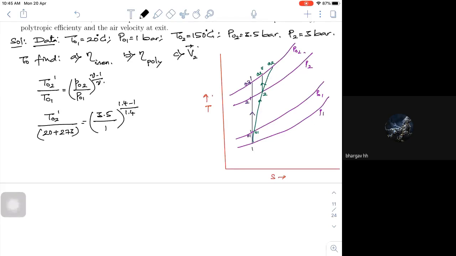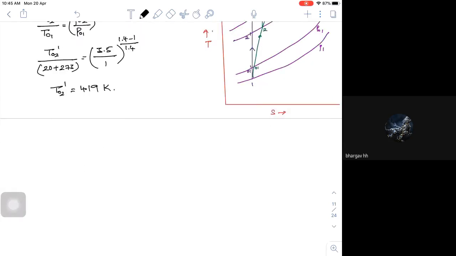If I do that, I'm just putting it in my calculator. So this comes to around 419 Kelvin, or minus 273 if I do. Fine, 419 minus 273 I'll be getting in terms of Celsius. So you can keep the value in Kelvins. Fine. What is the first thing I'm supposed to find? I'm supposed to find the isentropic efficiency.